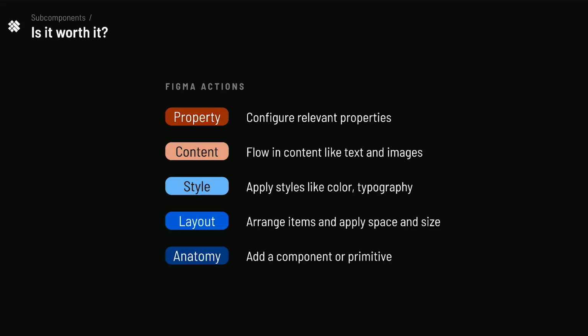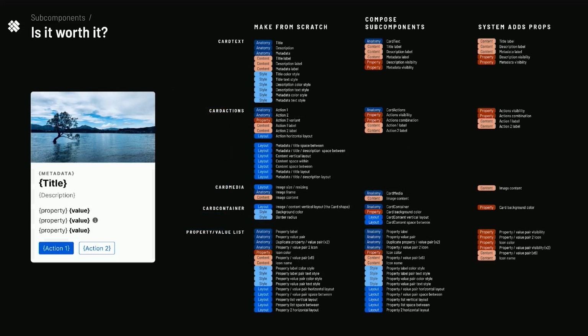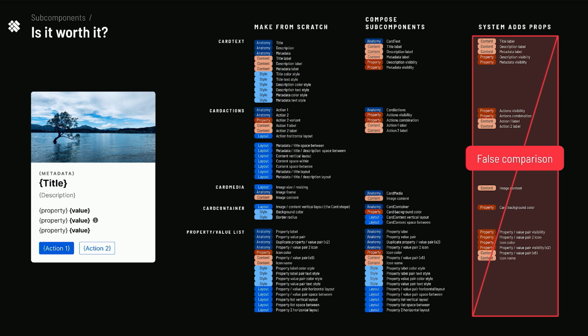And if you look at the 3 different types of things I talked about, first, making it from scratch, second, composing with subcomponents, and third, just getting the system to add the props for you as a feature request, you can really compare once somebody wants to create this kind of component that you see with the property value pairs, how much do they need to work? And gosh, look at that right-hand column. All they need to do is drop the component, flow in some content, and configure some props. It's so easy. That is a false comparison.